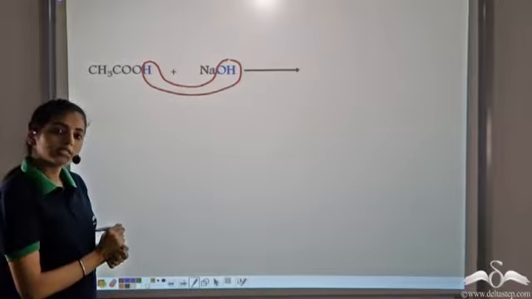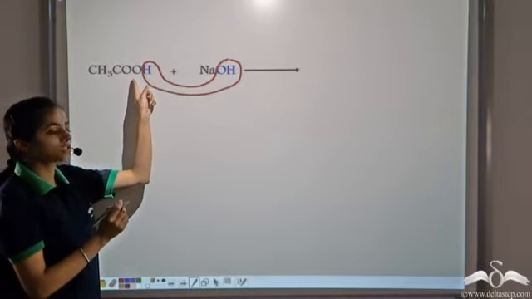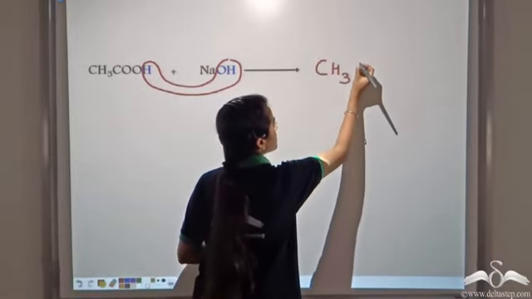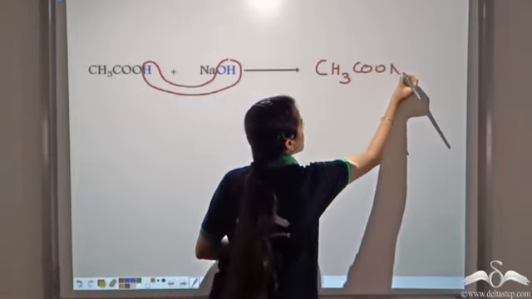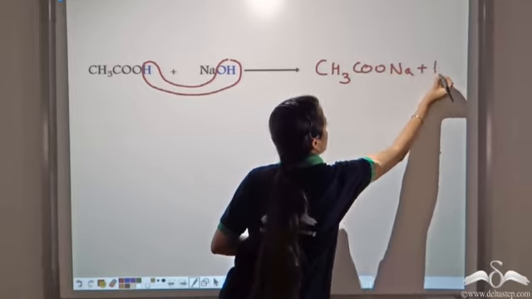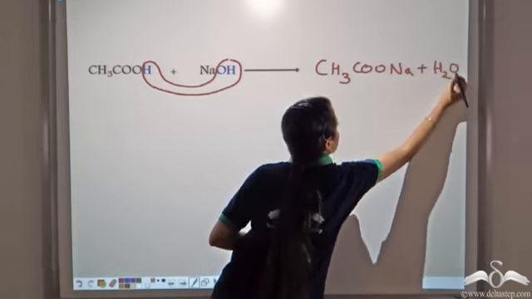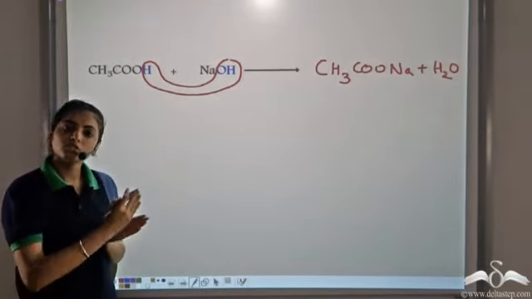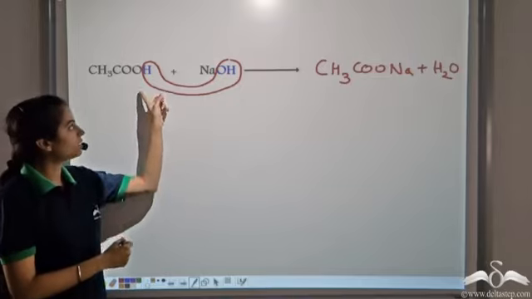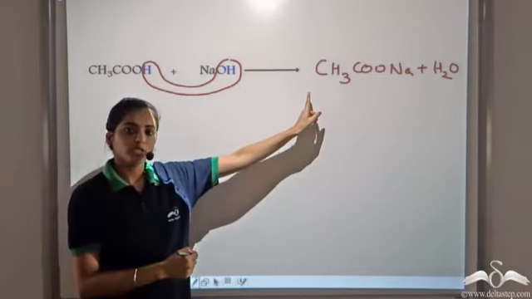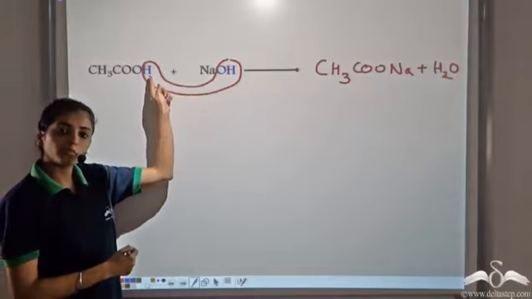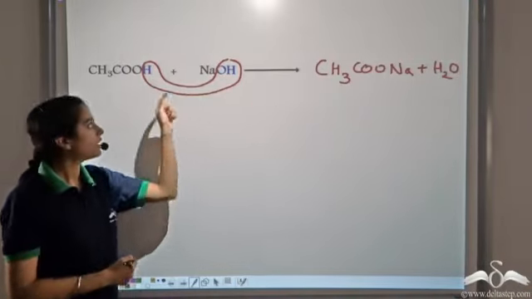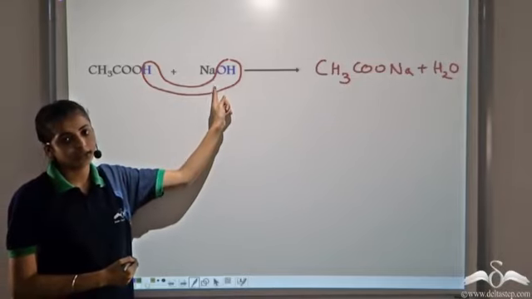So now water tries to escape, leaving behind CH3COONa. And water is formed. So wherever it's possible for a water molecule to escape, it tries to release itself. In the meantime, it forms the following product. So in this case, H from ethanoic acid and OH from sodium hydroxide form water, and we get CH3COONa.